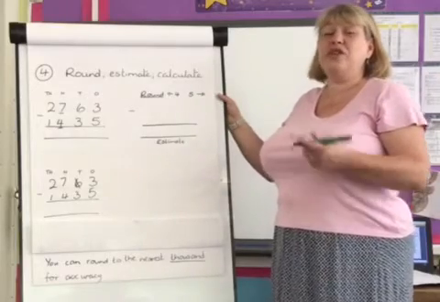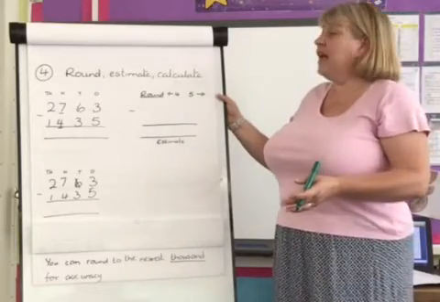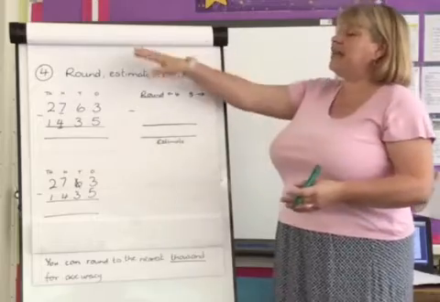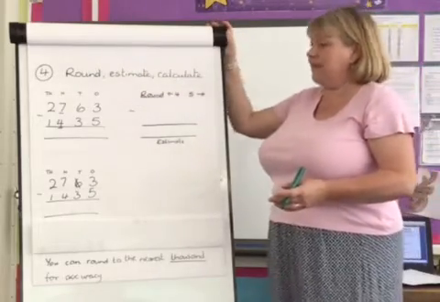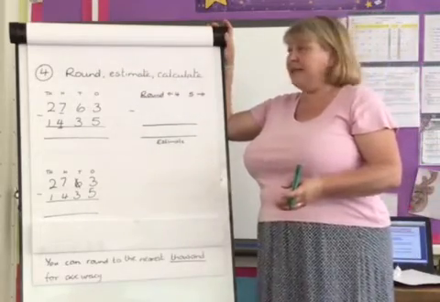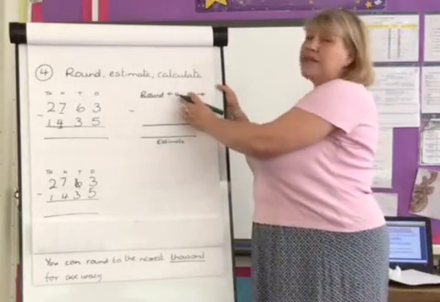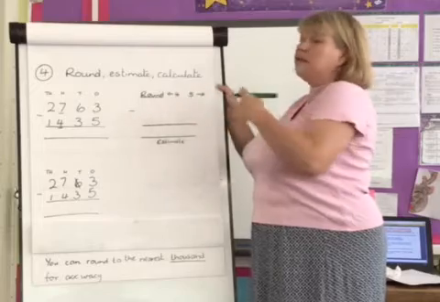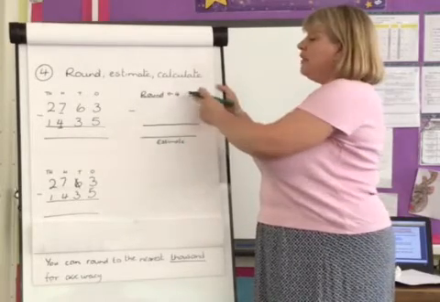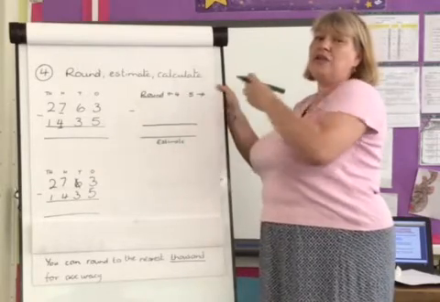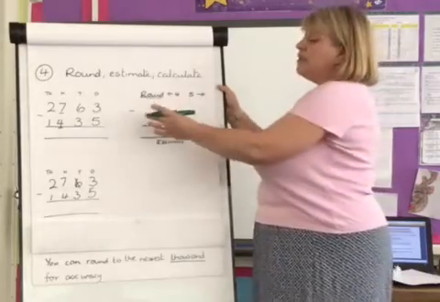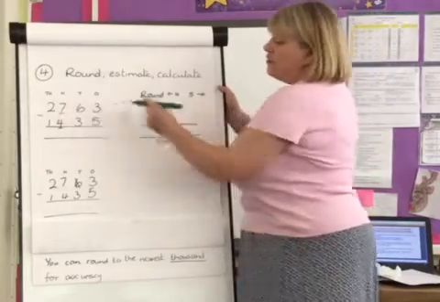Lesson 4. We're going to use what we've already learnt, and we're now going to be adding in rounding and estimating before you calculate. So, to round a number, if it's 4 or lower, you stay at that number. If it's 5 or higher, you go up. So we're going to start with this calculation.